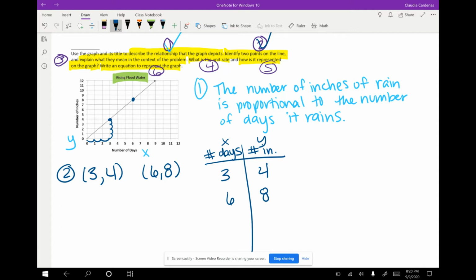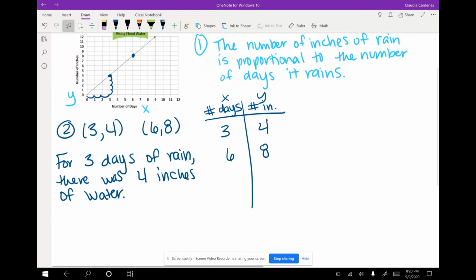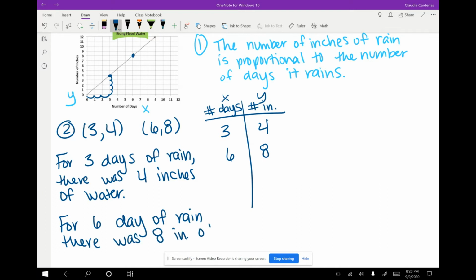So for example, the first one, for 3 days of rain, how many inches of rain was there? There was 4 inches, or we could say of water. So that's the first point. And then the second point I see is 6, 8. So we're going to keep adding to our notes. So now for 6 days of rain, there was 8 inches of water.